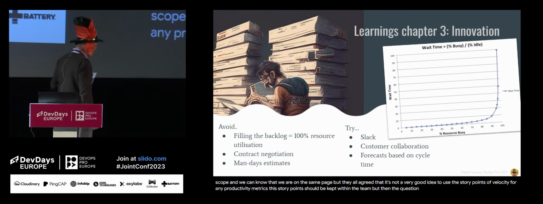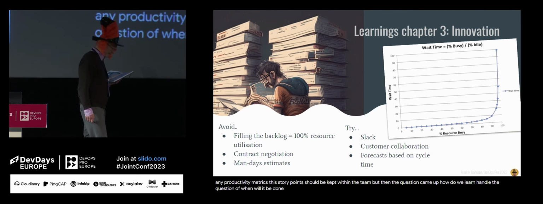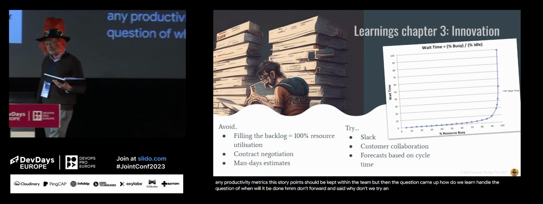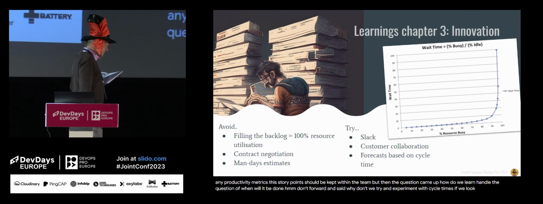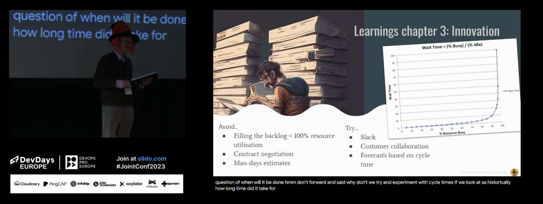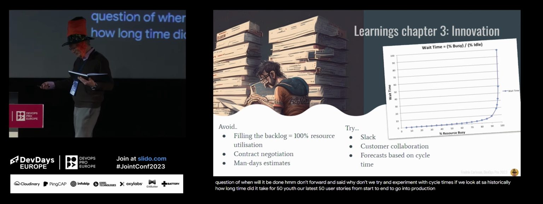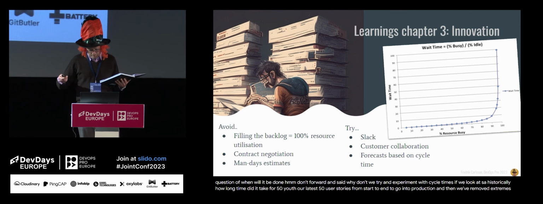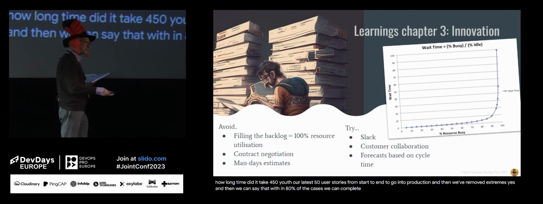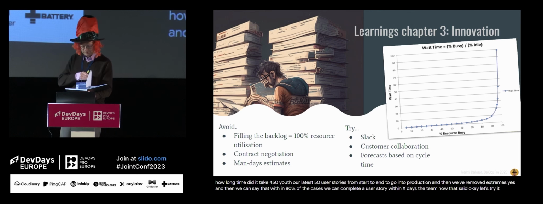But then the question came up, how do we then handle the question of when will it be done? John thought, and he said, why don't we try an experiment with cycle times? If we look at, let's say, historically, how long did it take for our latest 50 user stories from start to end to go into production. And then we remove the extremes. And then we can say that within 80% of the cases, we can complete a user story within X days. The team nodded and said, okay, let's try that.